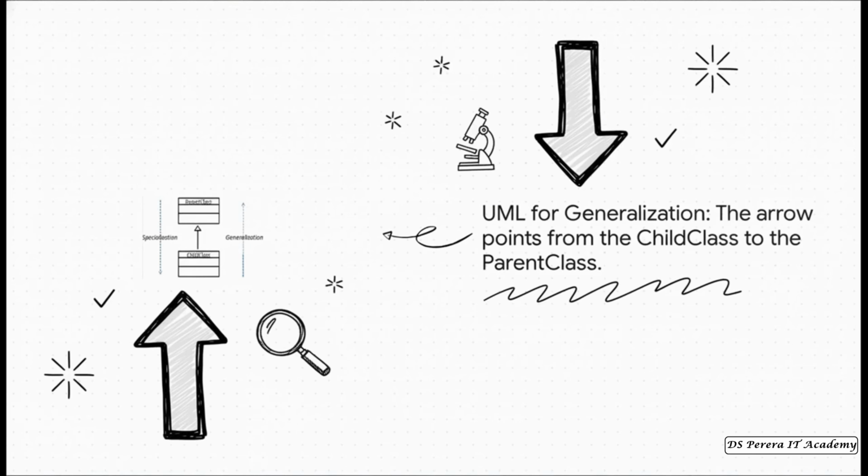Now let's take a look at how we actually visualize this, which is really interesting. What this diagram shows is the child class inheriting from the parent class. Now, if you look from the bottom up, that's generalization. And if you look from the top down, that's specialization.